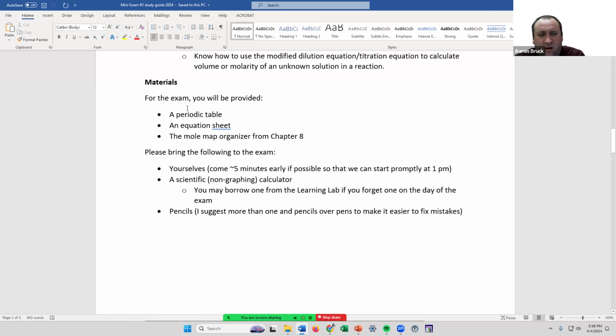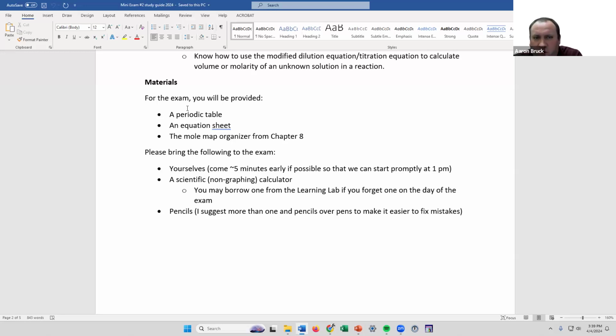On the exam itself, I'm going to give you a periodic table because it's going to be hard for you to do any of the calculations involving stoichiometry without one. I'm going to give you the equation sheet. The equation sheet that I'm going to give you is the one that I gave you at the last exam. It's got all of the different equations on it, probably information overkill, but in a second, I'll show you in particular which equations are going to be the most useful to us for this exam.